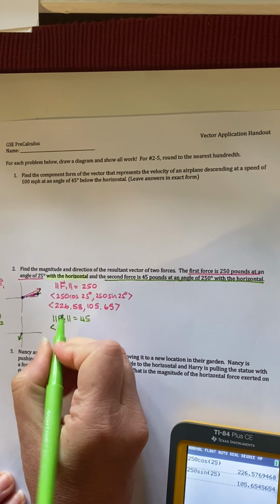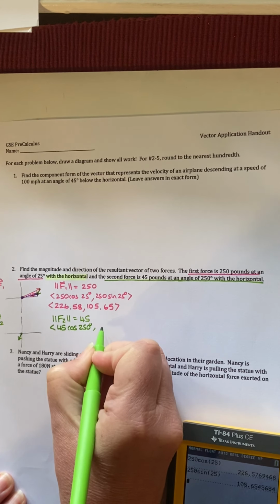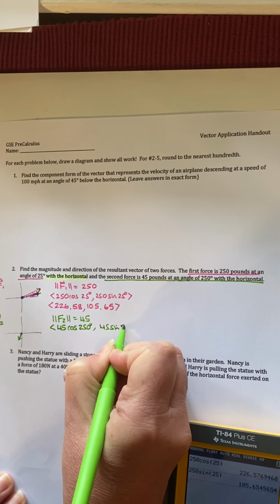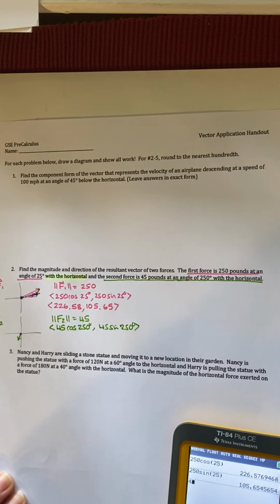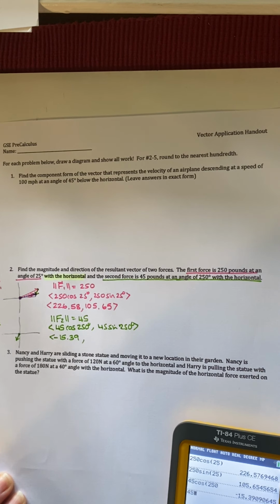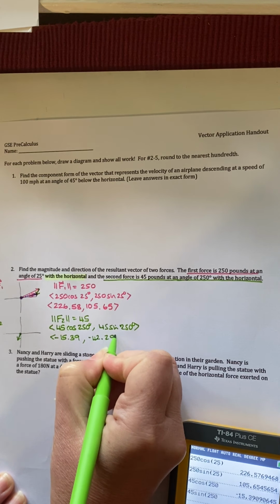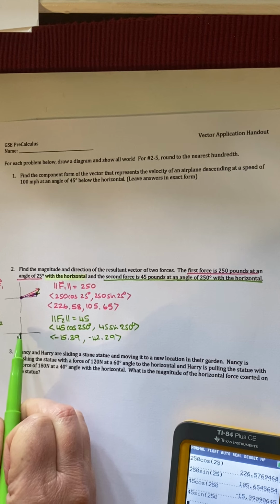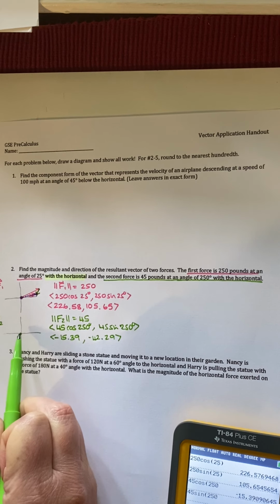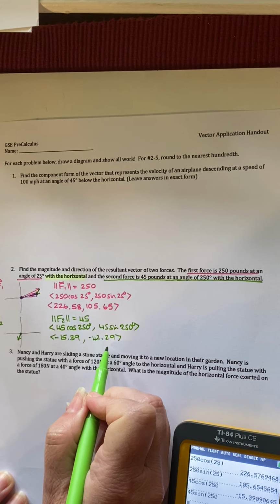Again, we want to change this into component form, so you would do 45 times cosine of 250 and 45 times sine of 250 degrees. I'm going to put that again into my calculator, and this gives me negative 15.39 and negative 42.29. Again, see if that makes sense. Does it seem reasonable that from here you would go left, so negative 15.39, and then down 42.29 to get to the end point? That would be yes, so it makes sense.